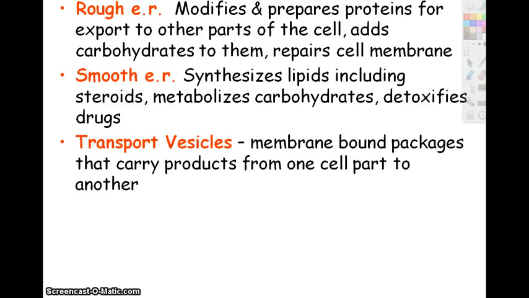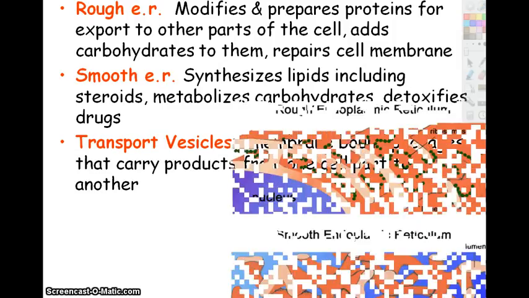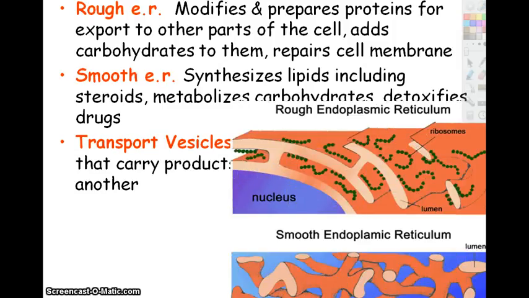And then transport vesicles are just these little sacs that break off and basically take a product that's been made and carry it somewhere else. You'll see examples of them on the next couple of slides. And if you didn't get any of this, the PowerPoint will be up today anyhow. All right, that's just a picture, which looks better up there, of the rough and the smooth ER.